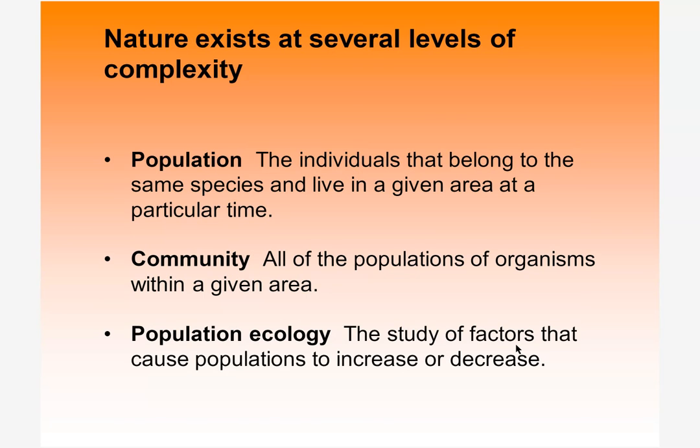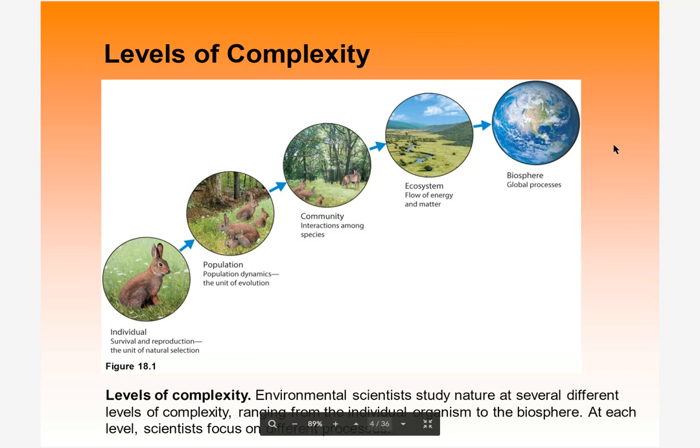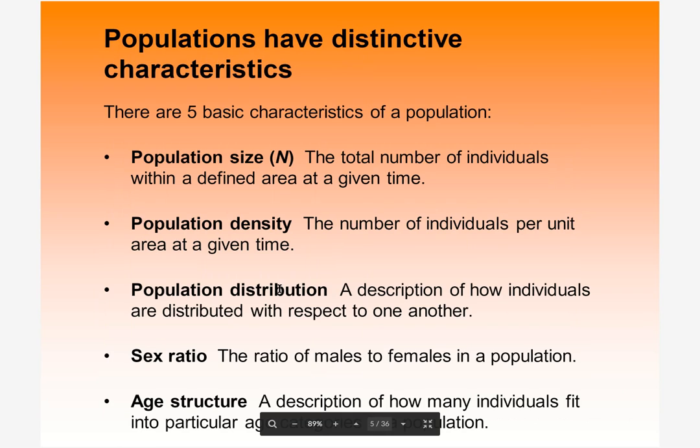In the notes we went over, just understand that there's the entire earth, and then it works its way down to an individual species. The community is a whole interaction of many different populations of species. The word population typically refers to how many of a certain type of species. These are statistics that scientists can keep: the overall size, the density in a certain area at a certain time, population distribution, a description of how individuals are distributed with respect to one another, males to females, and then the age structure, how many individuals fit in a specific category in a population.